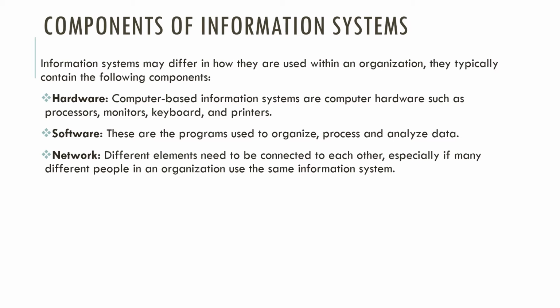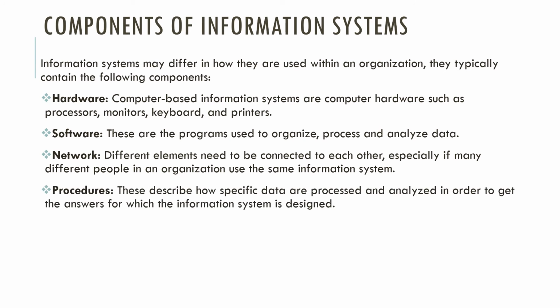Network. Different elements need to be connected to each other, especially if many different people in an organization use the same information system. Procedures. These describe how specific data are processed and analyzed in order to get the answers for which the information system is designed.